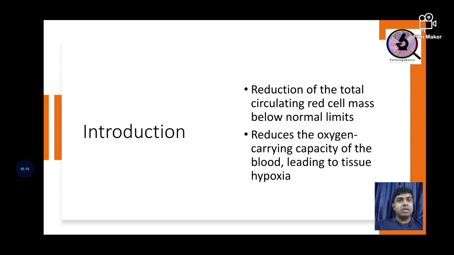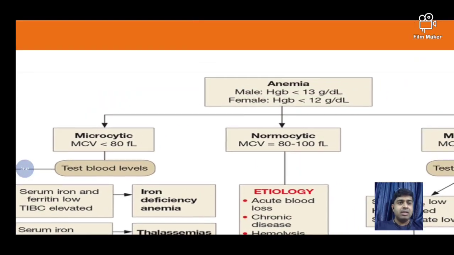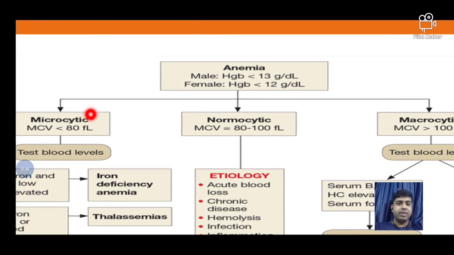So when there is reduction in oxygen carrying capacity, maybe due to either less number of red blood cells, or we can say less red cell mass, or the red cell mass is normal but its oxygen carrying capacity is low due to various other causes, we call it anemia. Morphologically, when we look at the blood film under the microscope, we see three main types of red blood cells. The red blood cells can either be microcytic, normocytic, or macrocytic, and this is defined on the basis of the size, or the volume, or the mean corpuscular volume of the red blood cell.